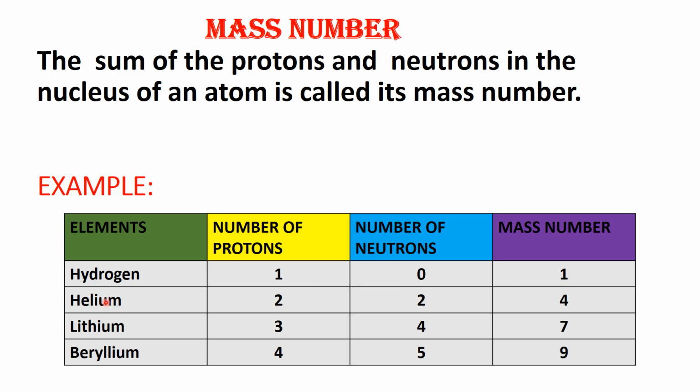The helium atom contains 2 protons and 2 neutrons. So the mass number of helium atom is 2 plus 2, that is 4. The lithium atom contains 3 protons and 4 neutrons. So the sum of protons and neutrons is 7. The mass number of lithium atom is 7. The mass number of beryllium atom is 9. So mass number is the sum of the protons and neutrons in the nucleus of an atom.